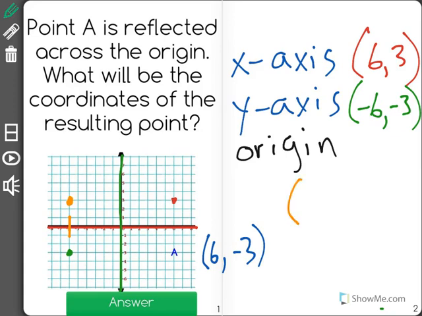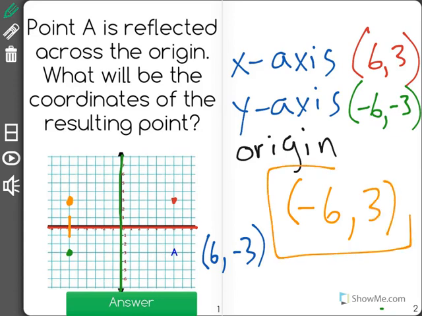So when we reflect this across the origin, it has an x value of negative 6 and a y value of positive 3. For the correct answer, negative 6, 3.